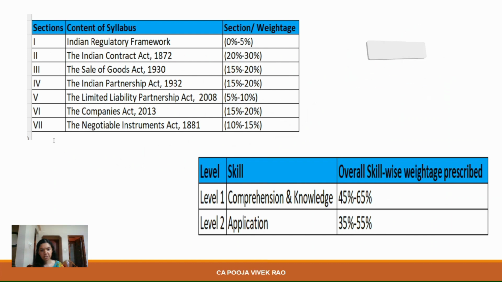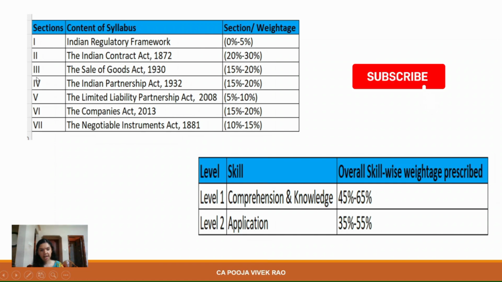The business law syllabus is structured into 7 sections, each with its own weightage and required skills. So, section 1 is Indian regulatory framework. The section wise weightage allocated to this is 0% to 5%, that is up to 5%. Section 2 is the Indian Contract Act 1872. The section wise weightage allocated to this is 20% to 30%.